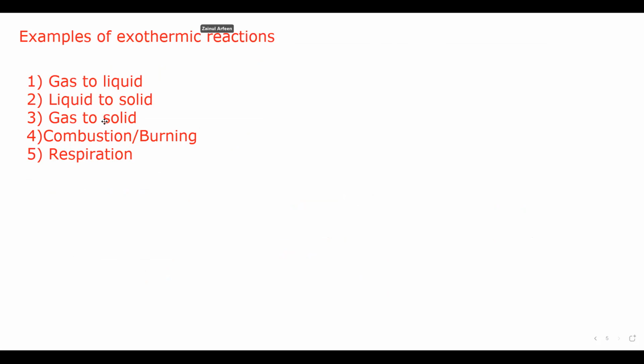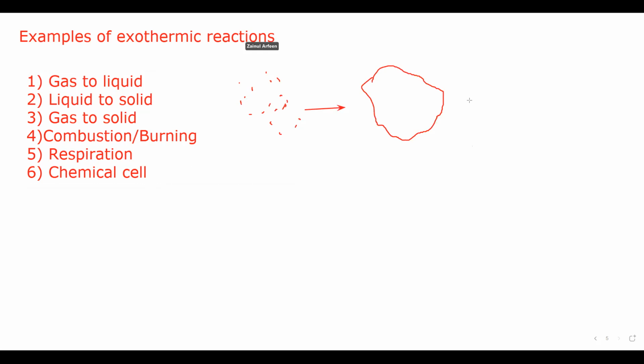For exothermic reactions, it can be a gas turned to liquid, liquid turned to solid, gas turned to solid, combustion, burning, respiration, or a chemical cell. So for a chemical cell, the reactions are exothermic, it releases energy. So if we have a gas originally, and this gas turns into a liquid state, and then that liquid freezes.